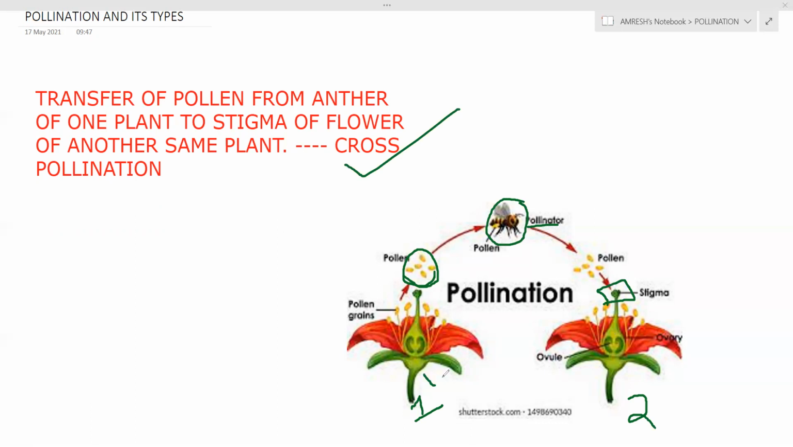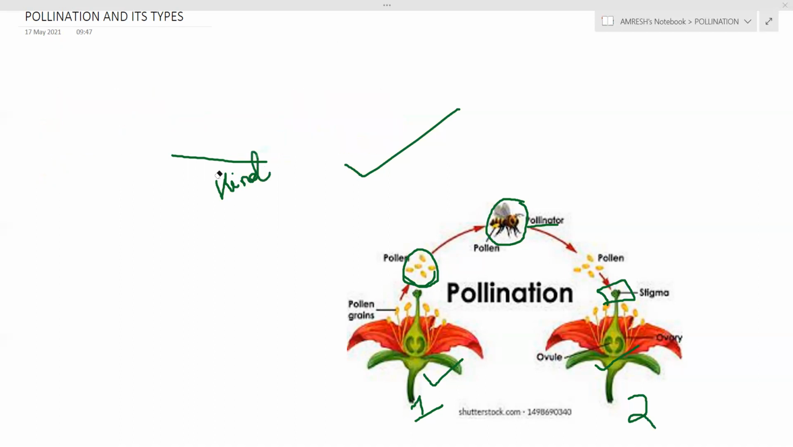Both are hibiscus rosa flowers, so they are of the same kind. It is not the same plant, but another plant of the same kind. The plants are different, but they are of the same kind.